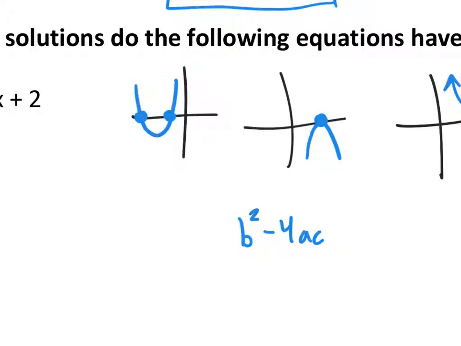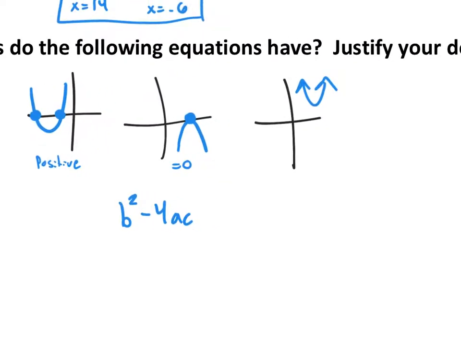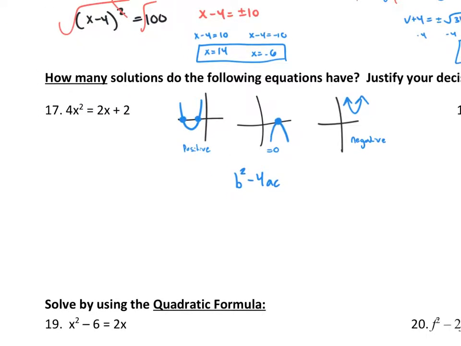If your b squared minus 4ac is positive, you're going to have two solutions. If your b squared minus 4ac is equal to 0, then you will have one solution. And if your b squared minus 4ac is negative, you'd have no solution.